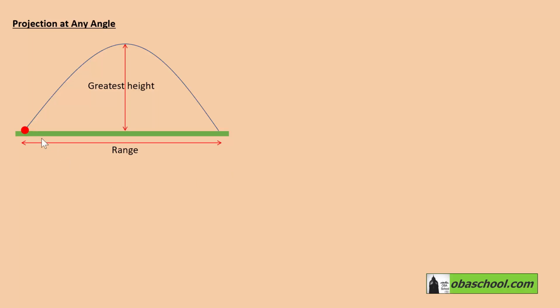So if we've got the particle here, and we know that the acceleration due to gravity is vertically downwards, then we have an initial horizontal component and an initial vertical component to the velocity.